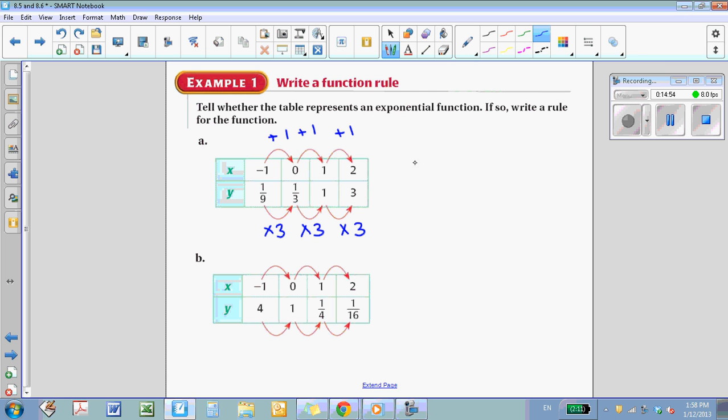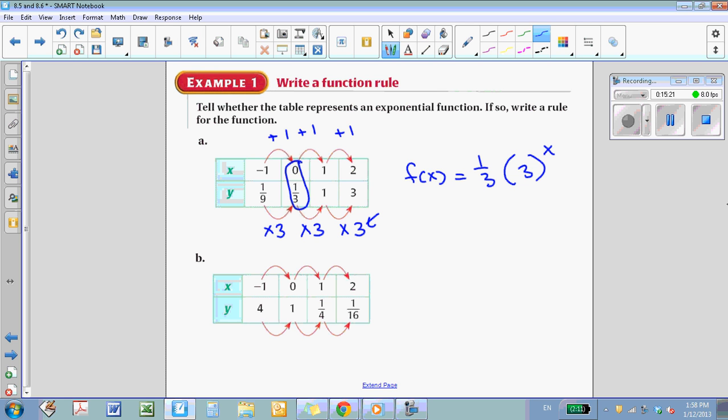So yes, it's an exponential growth because it's getting greater. So the rule for the function, again, is going to use the 0 value and the growth rate. So my function is going to be 1/3 times 3 to the x. And that's it. So 3 came from the growth factor and 1/3 came from the 0 step.